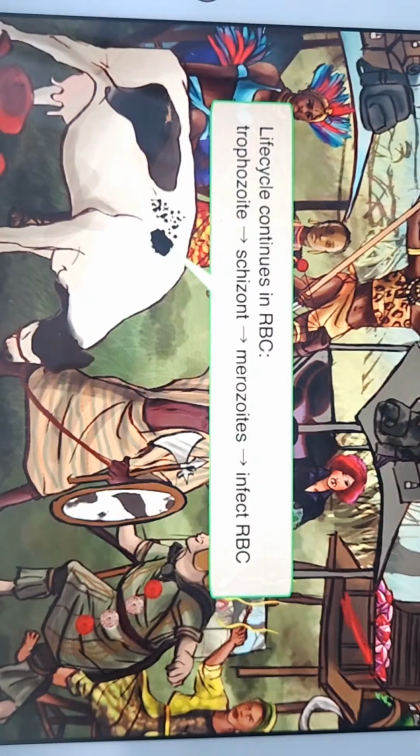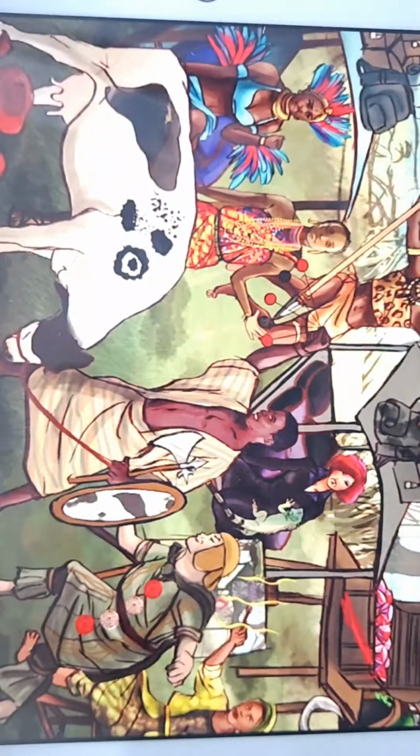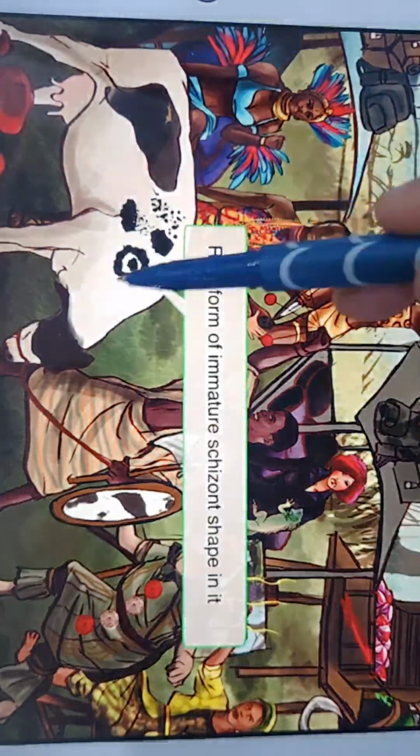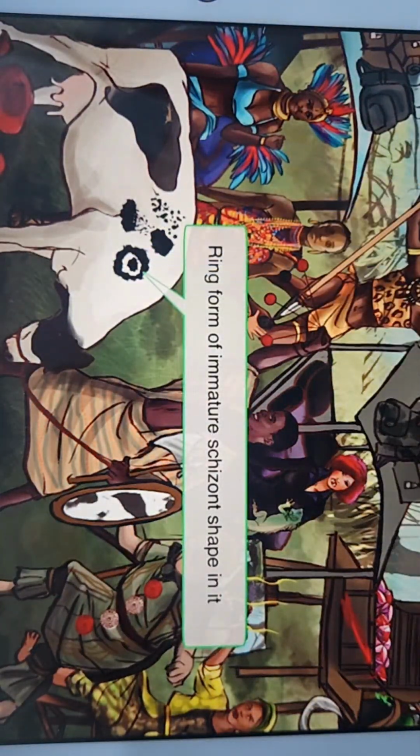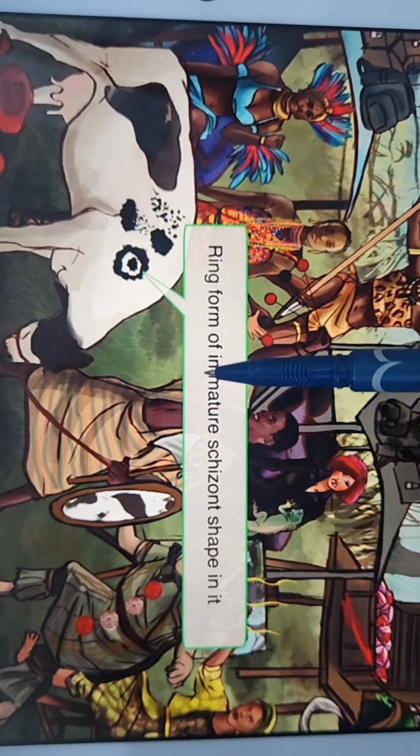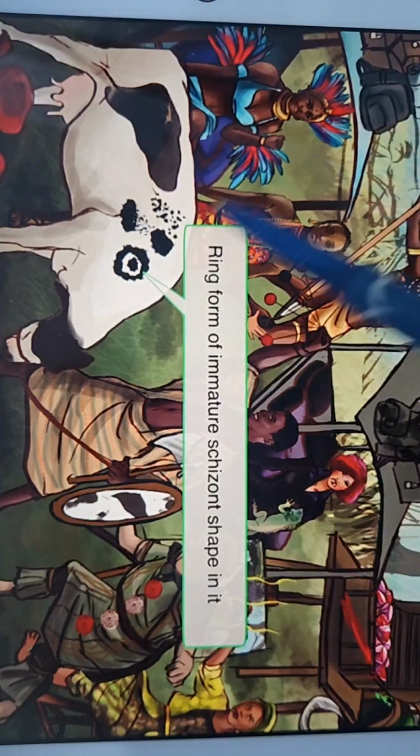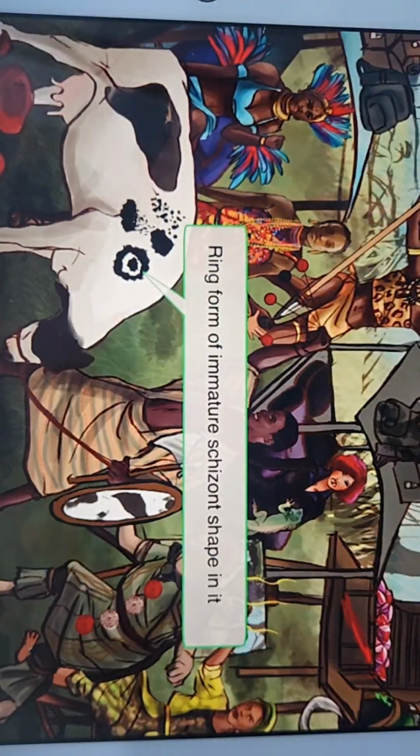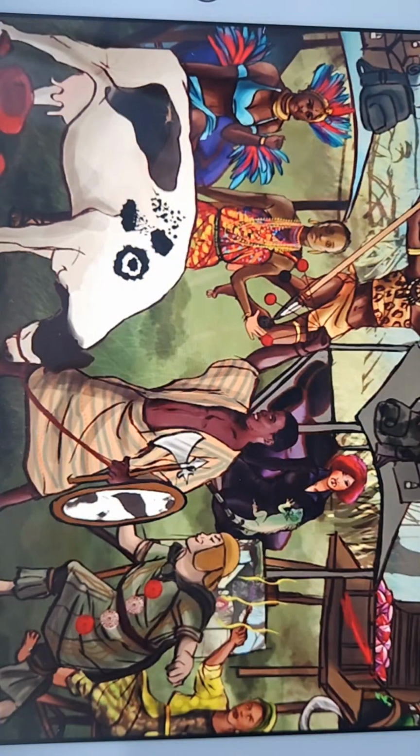That cycle is shown in these two other red blood cell shaped spots. Notice how the immature schizont has a ring form in the red blood cell. This will be represented by the ring shape in the spot on the right.